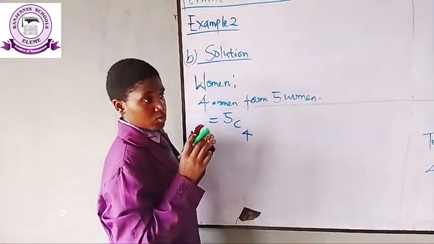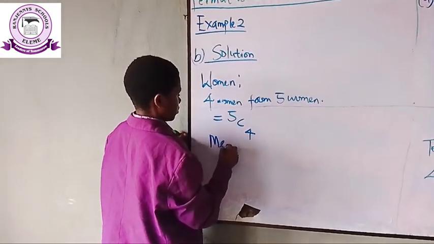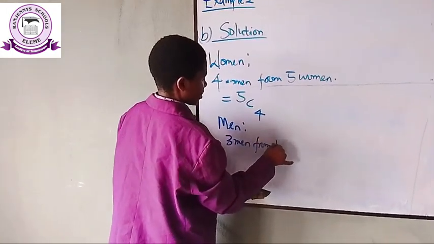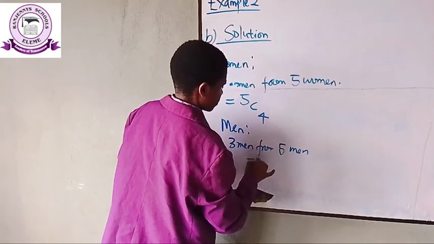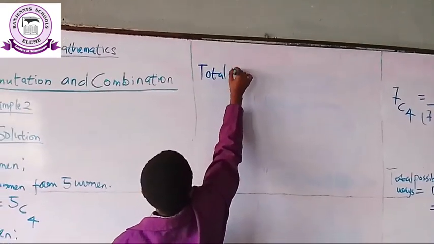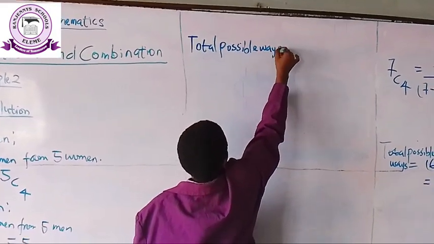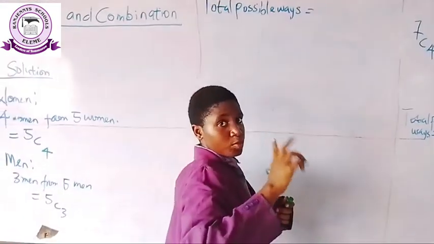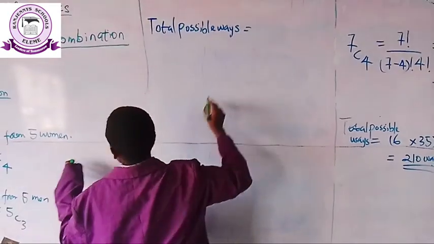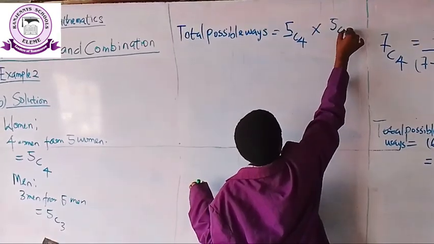The men are okay, they don't have any restriction. Therefore, from the men we have to choose 3 men from 5 men, and that is equal to 5 combination 3. The total possible ways of forming a committee where 2 particular women must not be on the committee is 5 combination 4 times 5 combination 3.